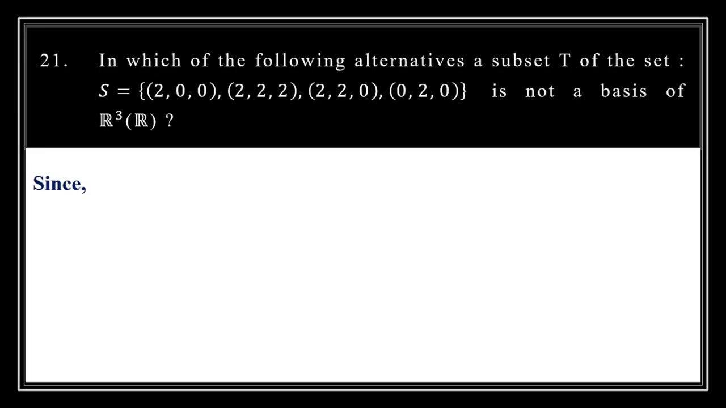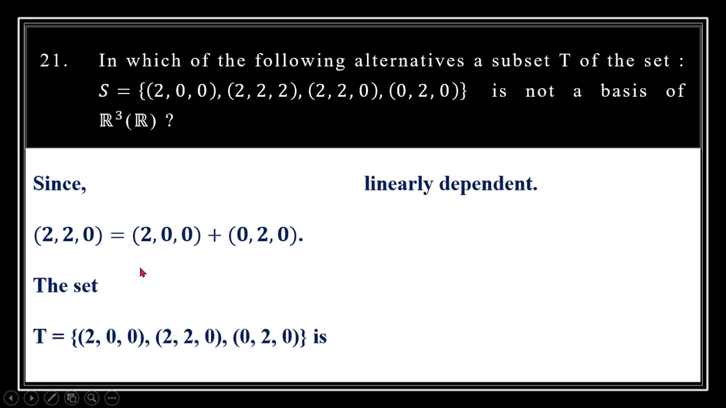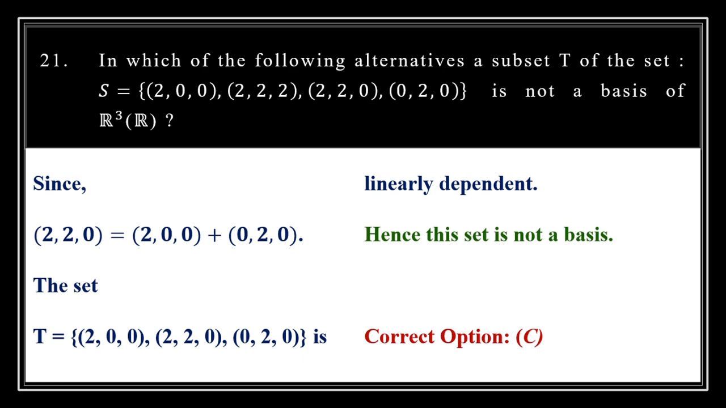See, since (2,2,0) can be written as (2,0,0) plus (0,2,0), we can say that these three vectors are linearly dependent, and hence the set containing these three vectors (2,0,0), (2,2,0), (0,2,0) is linearly dependent, and hence it cannot be a basis of R3 over the set of real numbers R. So the correct option is C.